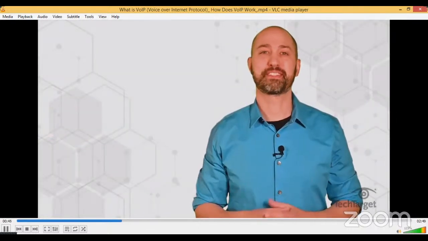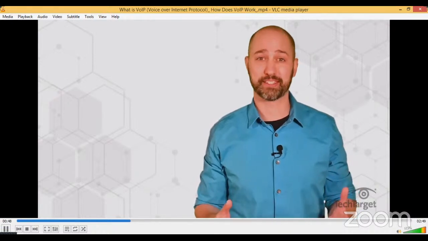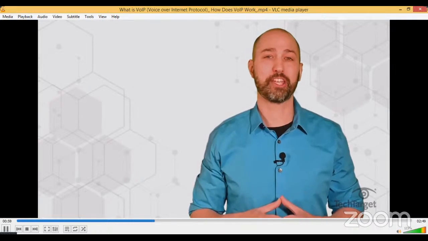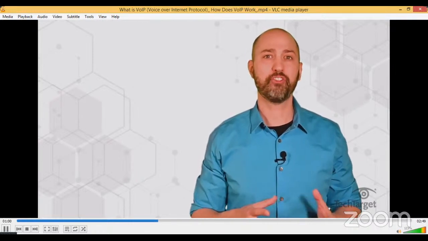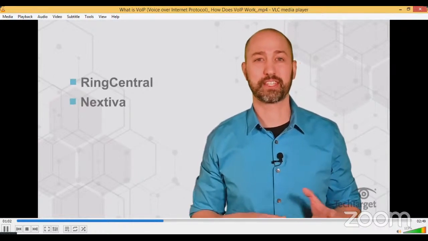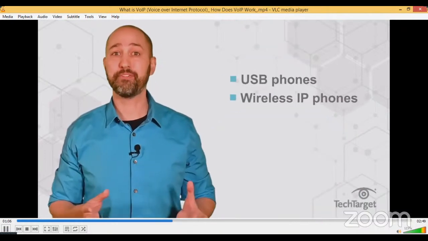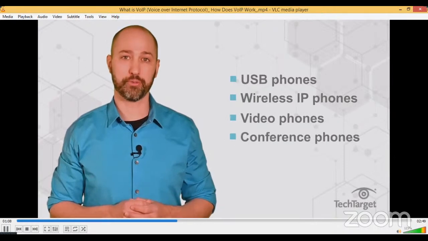Both consumers and businesses use VoIP. In fact, almost everyone has used VoIP, even without realizing it. Some VoIP phones look exactly like normal phones. If you have a phone at your desk in an office, it's likely a VoIP phone. A VoIP phone could also be a soft phone, or a software application installed on a computer, offered by vendors like RingCentral, Nextiva, Skype, and Google Voice. VoIP phones can also be USB phones, wireless IP phones, video phones, and conference phones.